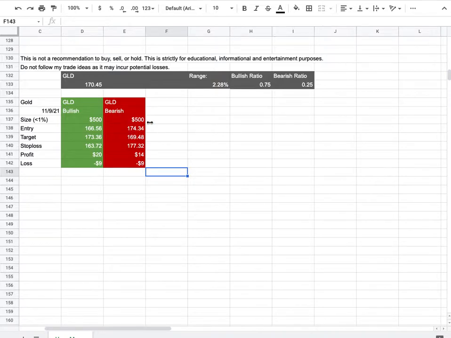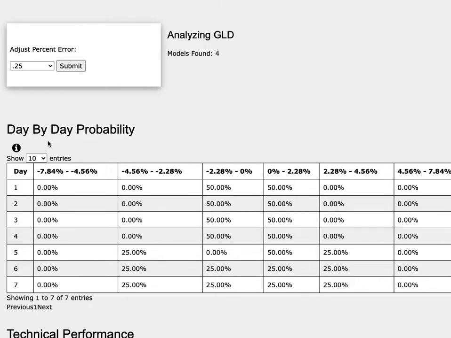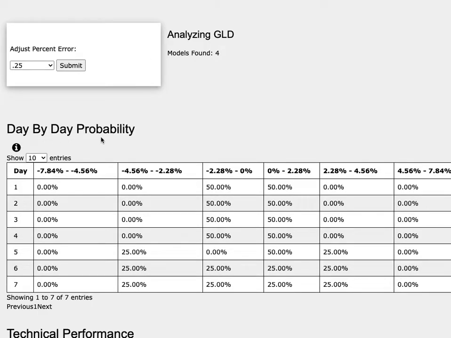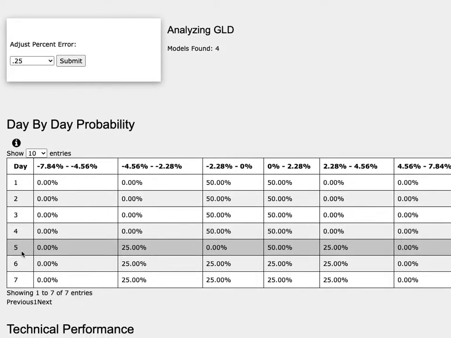So how did I develop these trade ideas? It all comes from the day-by-day probability model. As we progress to the 5th day or week of trading, gold futures has a 50% chance to climb between 0 to 2%, a 25% chance to climb between 2 to 5%, and to the downside it has a 25% chance to fall between -2 to -5%.